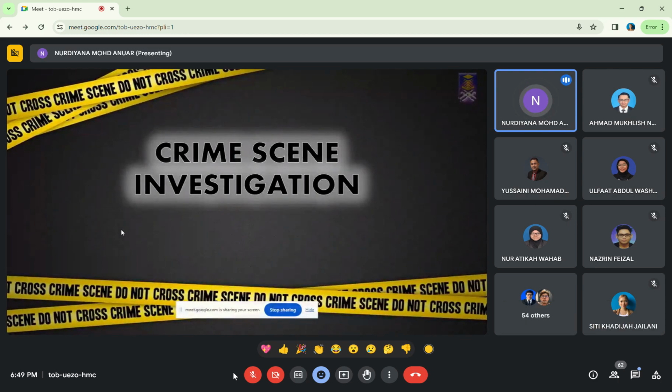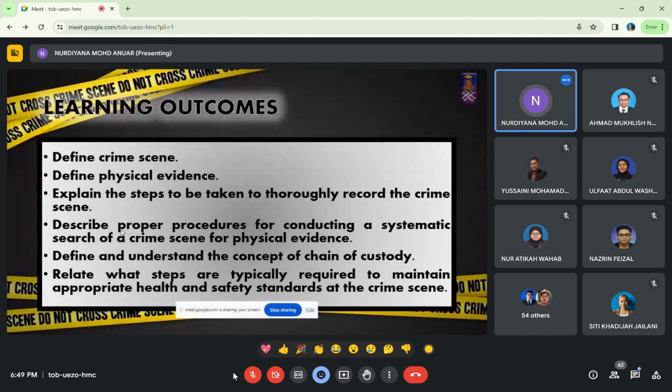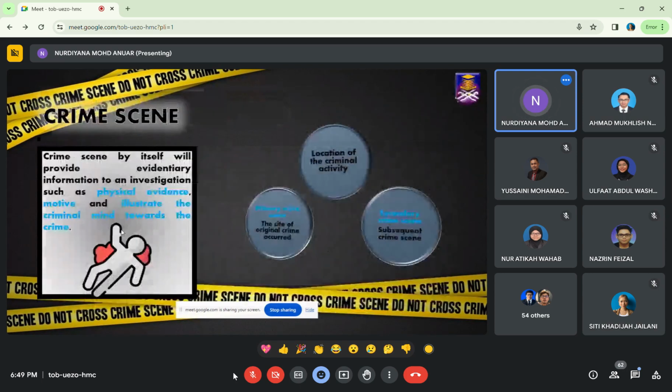Alright. Seterusnya, crime scene investigation. Okay, so this is the learning outcome for this part, the crime scene investigations. You learn about the crime scene, the physical evidence, steps to be taken at the crime scenes, the procedures conducting systematic search, the concept of chain of custody, and also the step required to maintain appropriate health and safety standard.